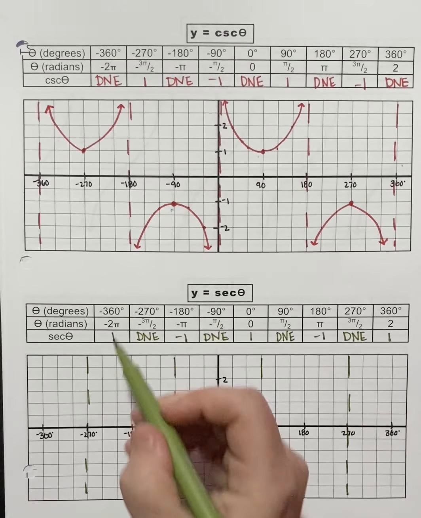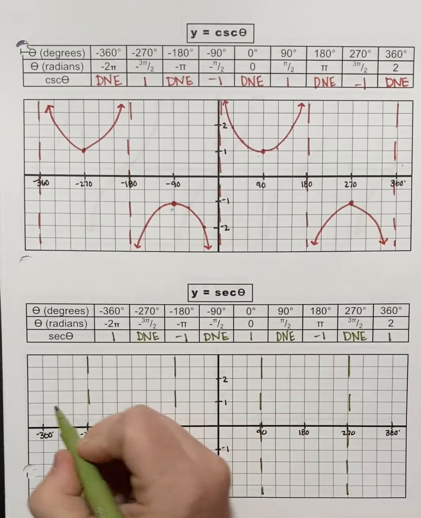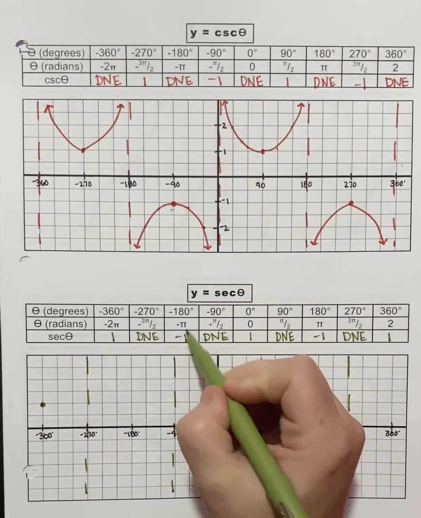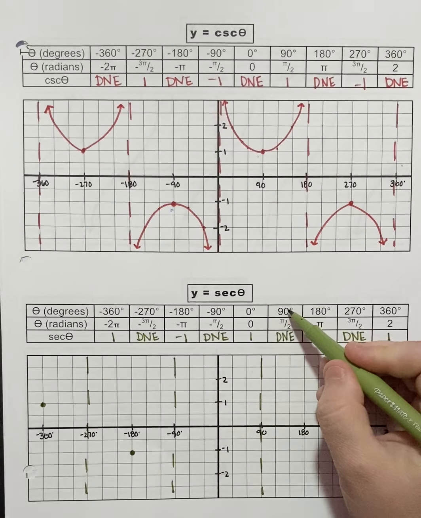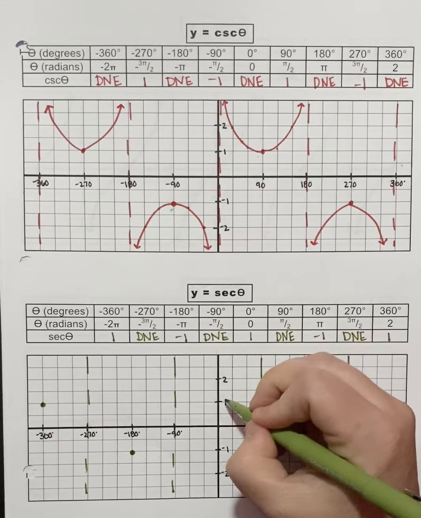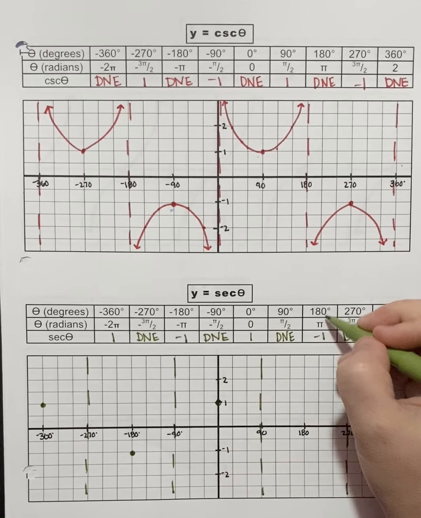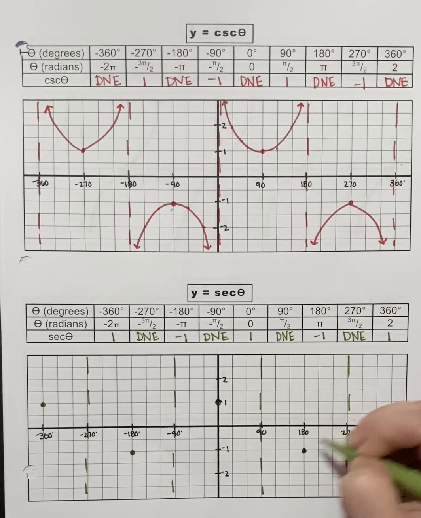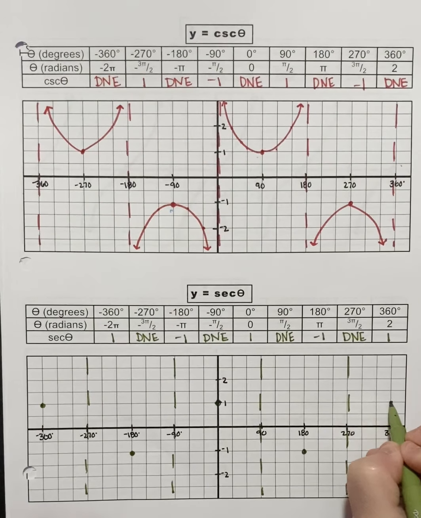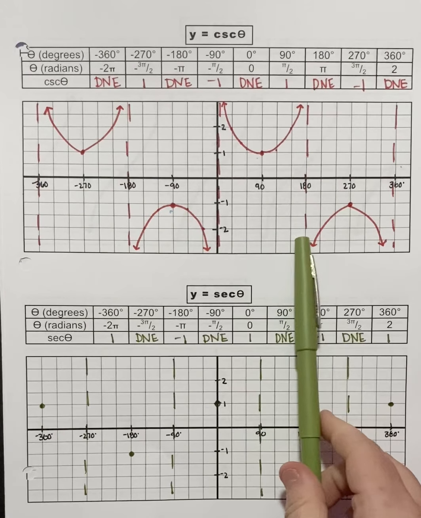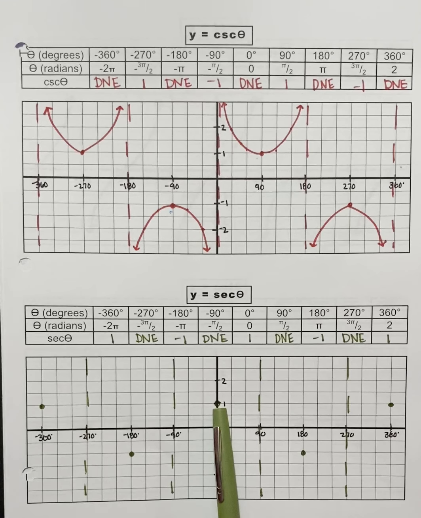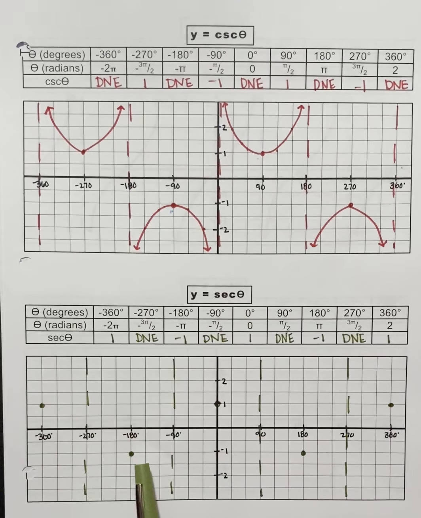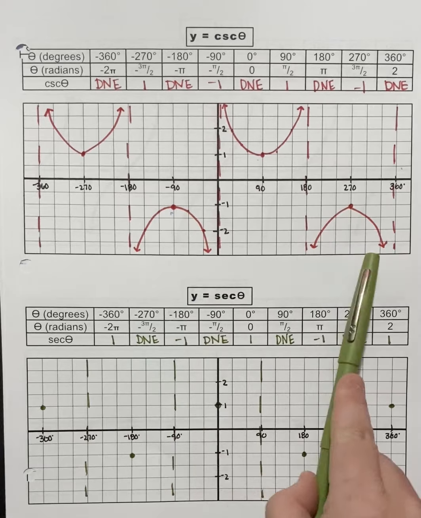All right, now let's graph our numbers. At negative 360, we get positive 1. At negative 180, we get negative 1. At 0, we get 1. At 180, we get negative 1. And at 360, we're back to positive 1. Now, using the same symmetry that we had with cosecant, we can notice that anytime we have a high point at 1, it's going to be a parabola that opens up. Anytime we have a low point down here at negative 1, it's going to be a parabola that opens down.